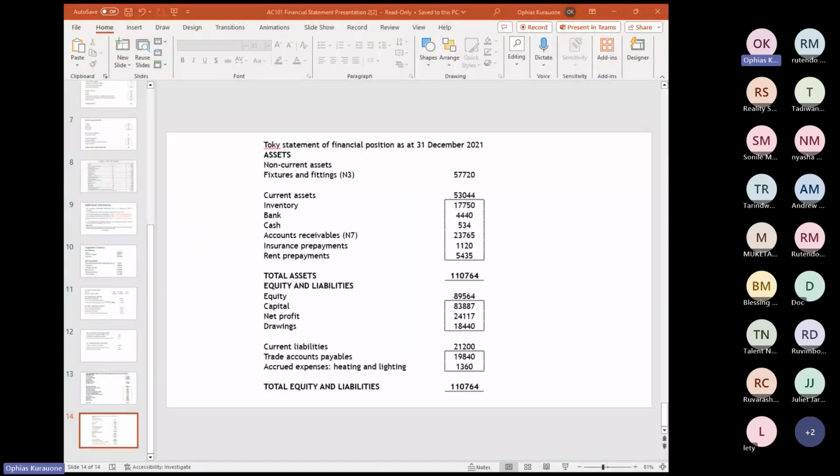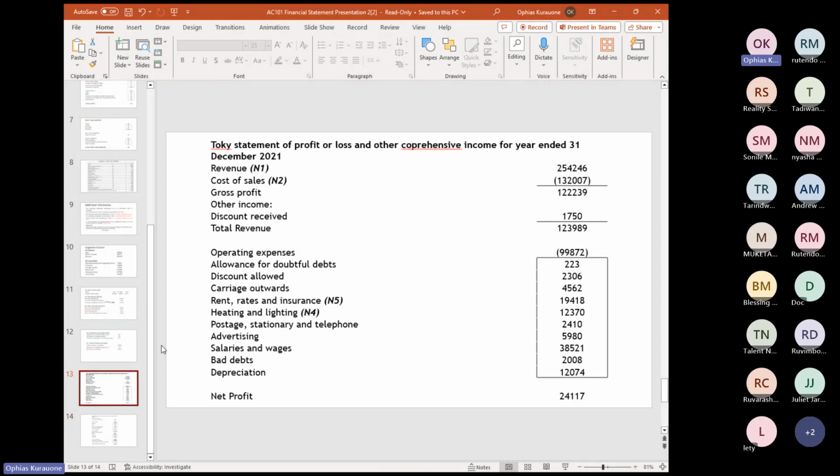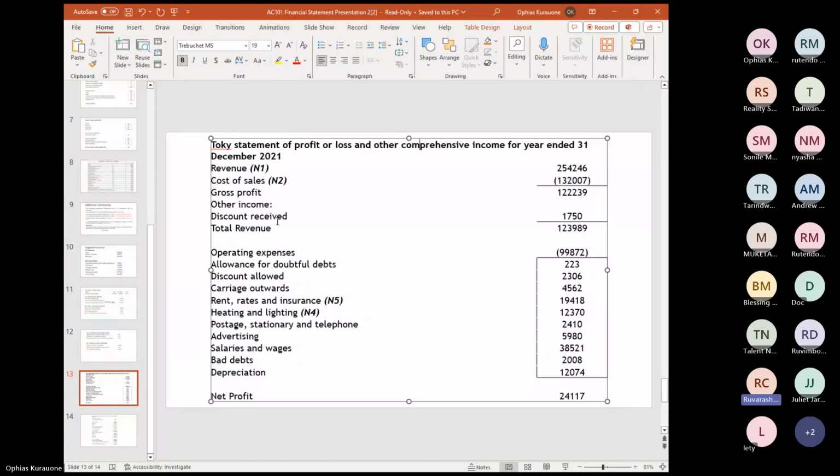So let's go on to this one, the statement of profit or loss. So here in the statement of profit or loss and other comprehensive income, what you are going to do, you say for the year ended 31 December 2021, revenue N1, we've talked about it. Cost of sales N2, talked about it. Other income: discount received is other income. Then total revenue. Operating expenses include the allowance for doubtful debt, which we want to adjust to find out the amount brought down and the current.